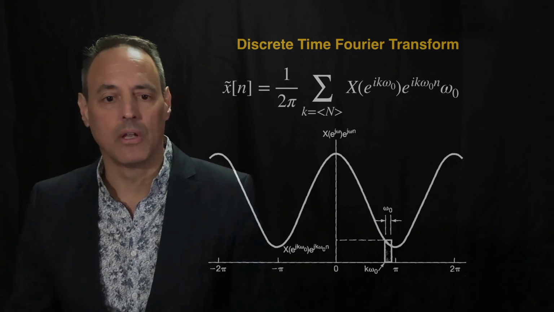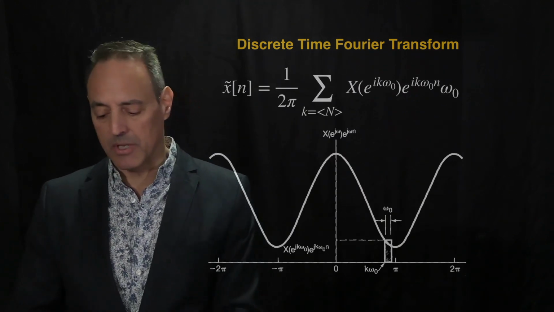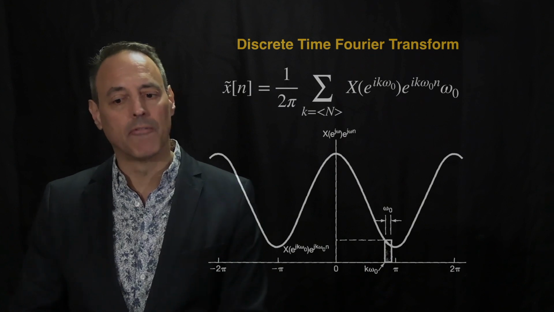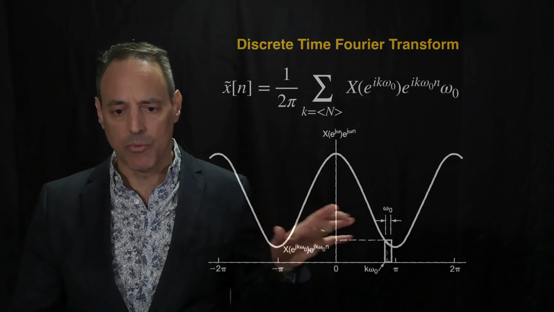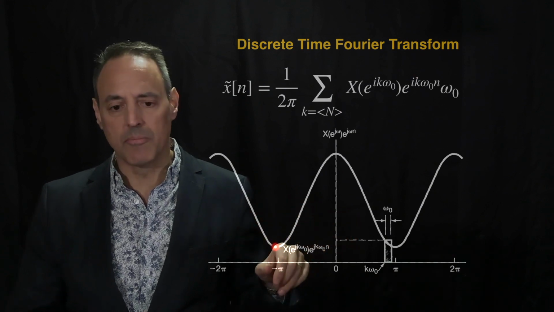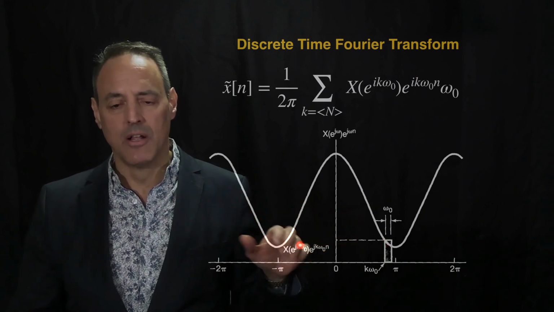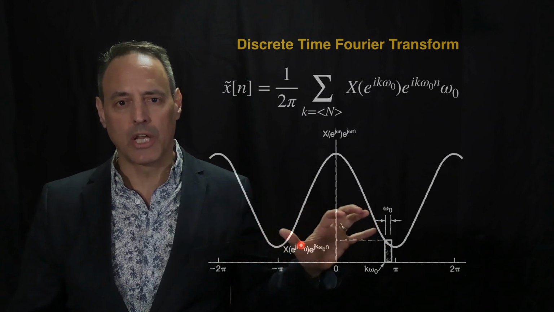So a pictorial of this representation is something like this. I have a signal here. We're looking in the Fourier domain, and in the Fourier domain, what you're seeing here is a repeating pattern, right? So we're looking from negative pi to pi. That's our interval that we're going to be working over.